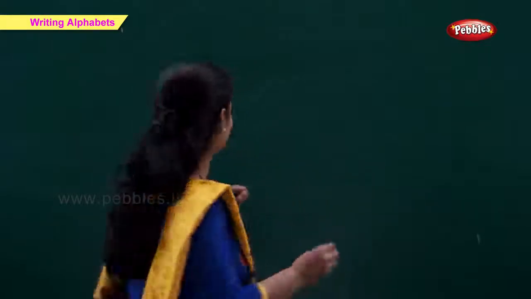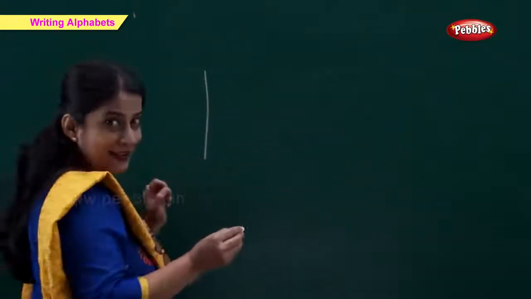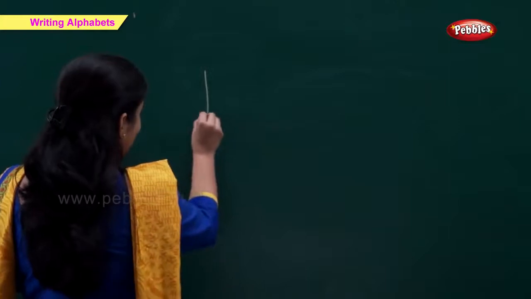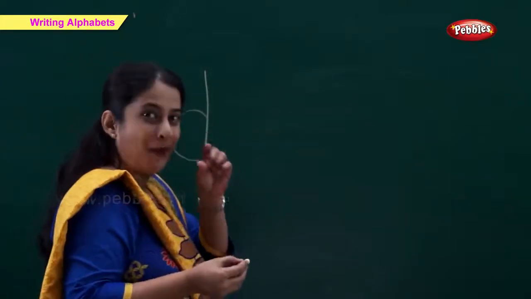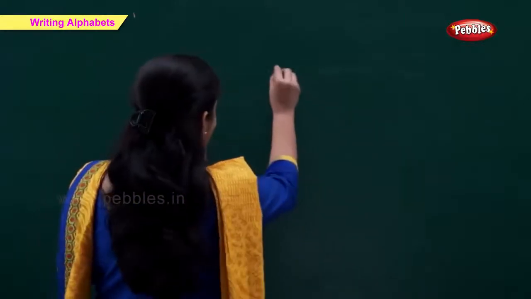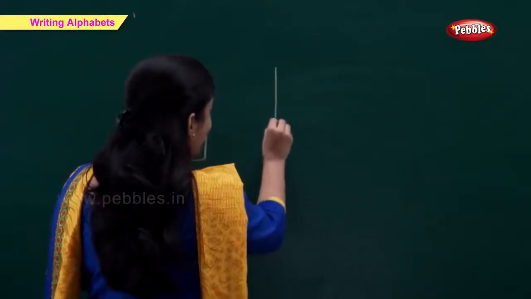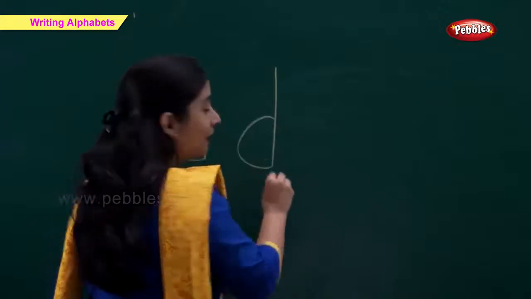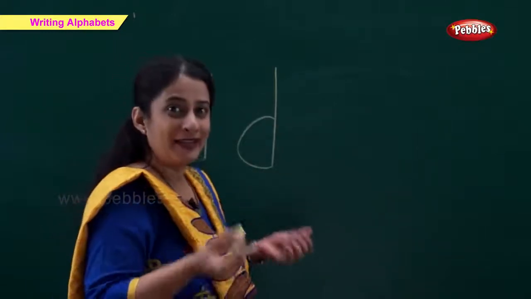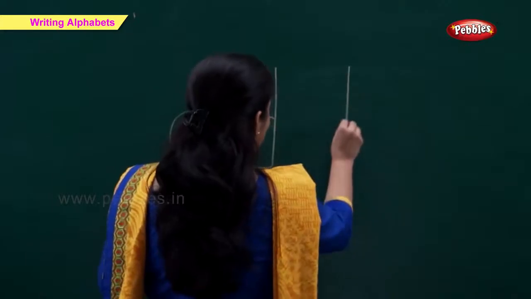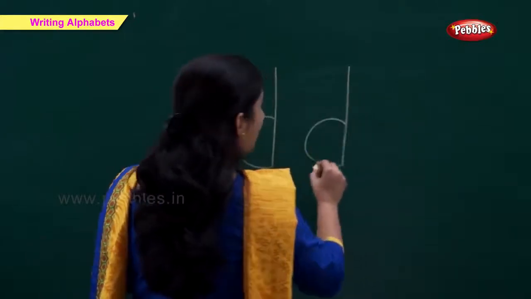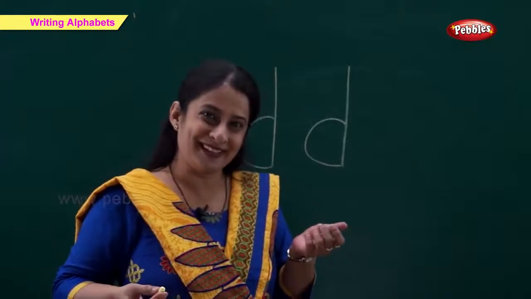Now let's write D. D for donkey. A standing line and a curve makes small d. Again, a standing line and a curve makes small d.